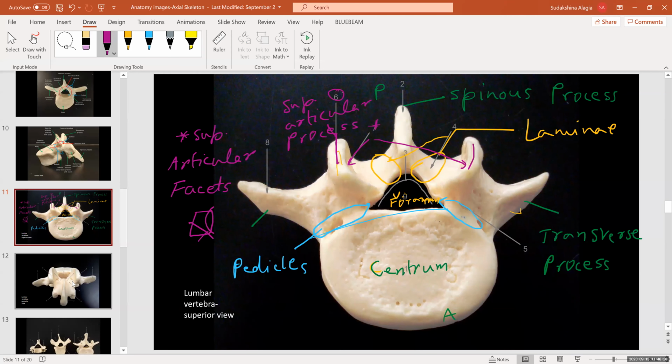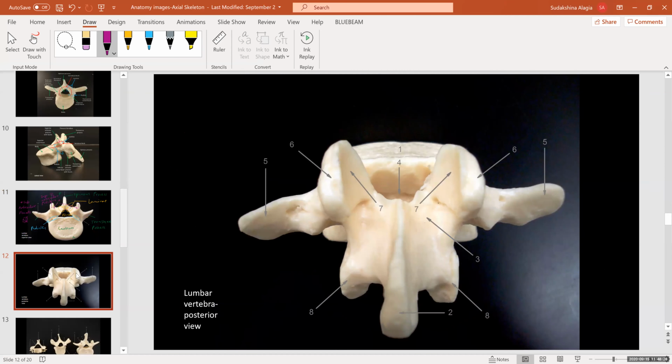For the purposes of the upcoming exam, are we allowed to type abbreviated superior, like you're writing on here, or do you want us to type out fully superior? I would like to have the full superior, inferior. Okay.